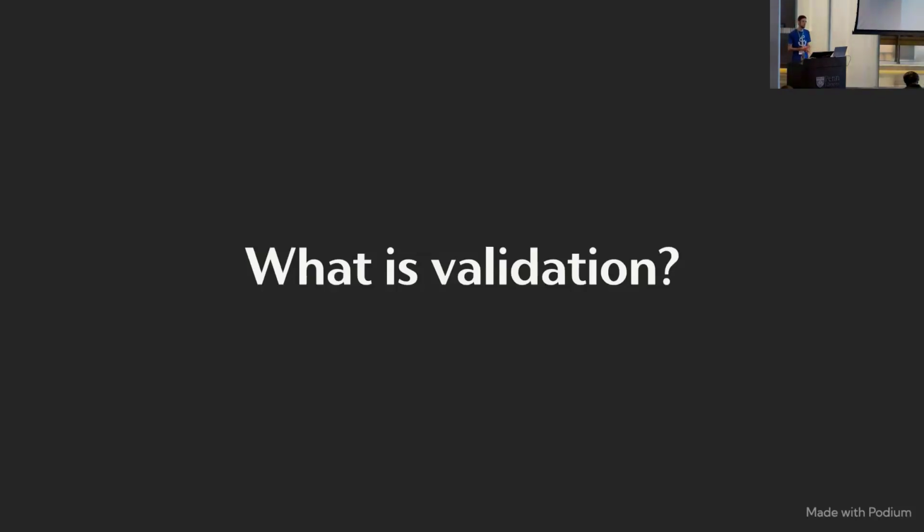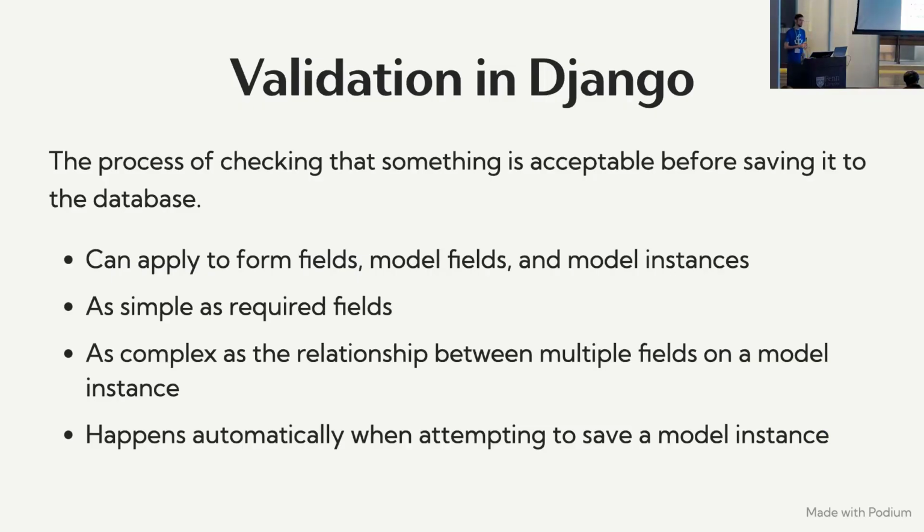Let's start with a brief introduction to the concept of validation in Django. As we like to say, Wagtail is just Django, so the foundation of Wagtail's validation features comes straight from Django. In the Django world, the term validation refers to the process of checking that something is acceptable before saving it to the database. This is my personal vague definition. There may be a more formal one, but this broad concept applies in three main areas of Django: form fields, model fields, and model instances as a whole.